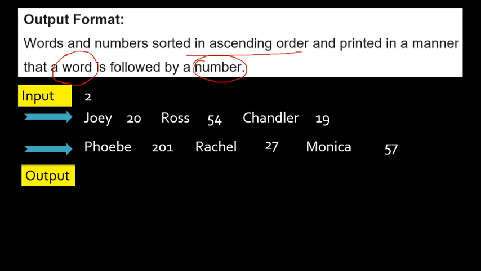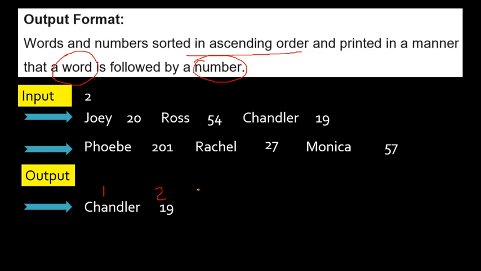Okay. Let us discuss the output in this case. For the first scenario, we have three words. Right? In the first position, I should have a word. Look at the words Joey, Ross, and Chandler. So, which word should be placed first? Chandler should be placed first. In ascending order, Chandler will be placed first. Okay. After the word, in the second position, you should have a number. We have three numbers 20, 54, 19. Ascending order means out of these three numbers, which number has to be chosen? The 19 has to be chosen.